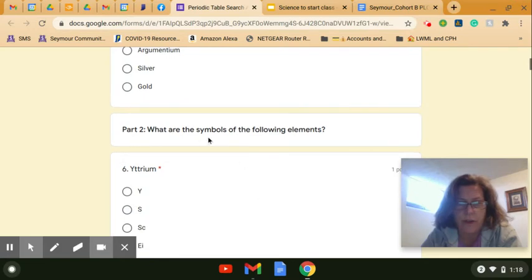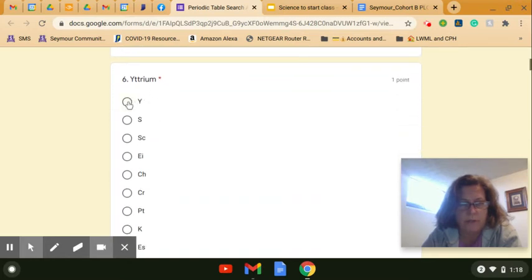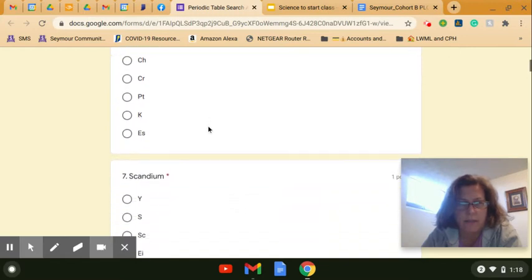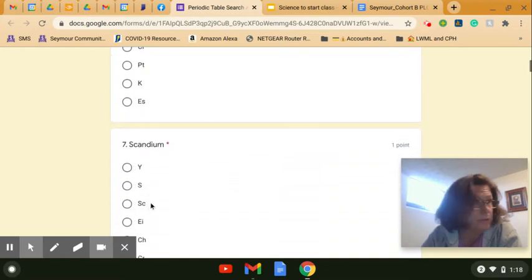You are going to go find the symbols for the following names. So yttrium is kind of easy. I wasn't really interested in making it more difficult, so it is Y. Scandium, you may have to go check to see which one it is on this one. Okay.